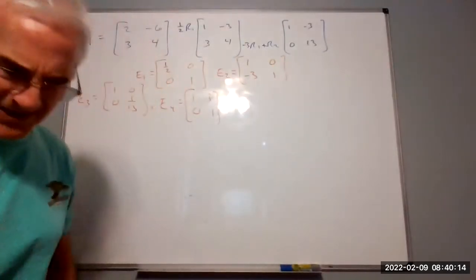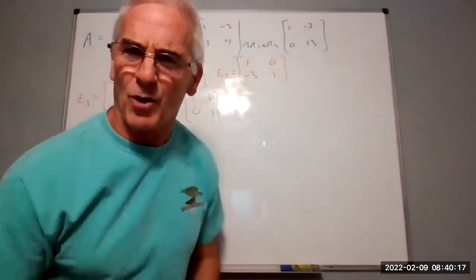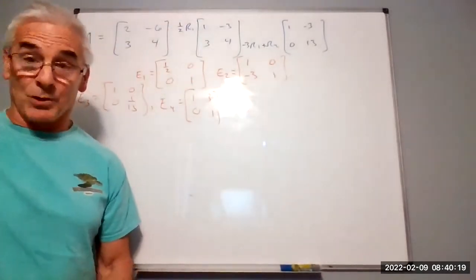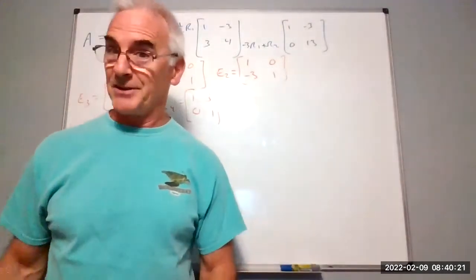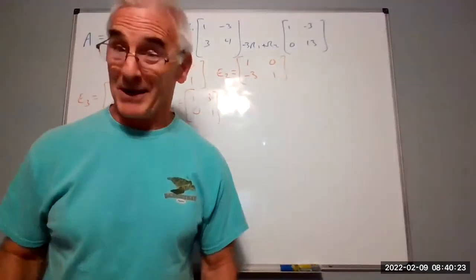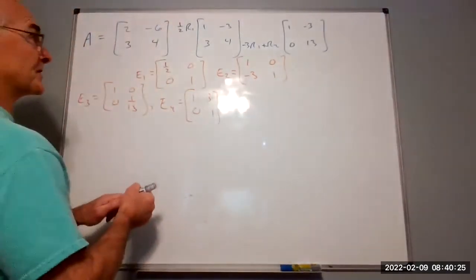So why would I want to do this? Why would I not want to do a row operation? Because it's far easier to program a computer to do matrix multiplication. And it's way, way, way faster if I want to do this on a computer.